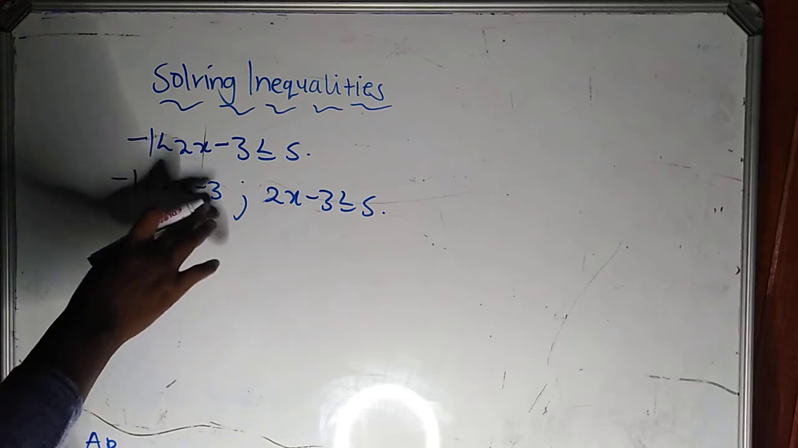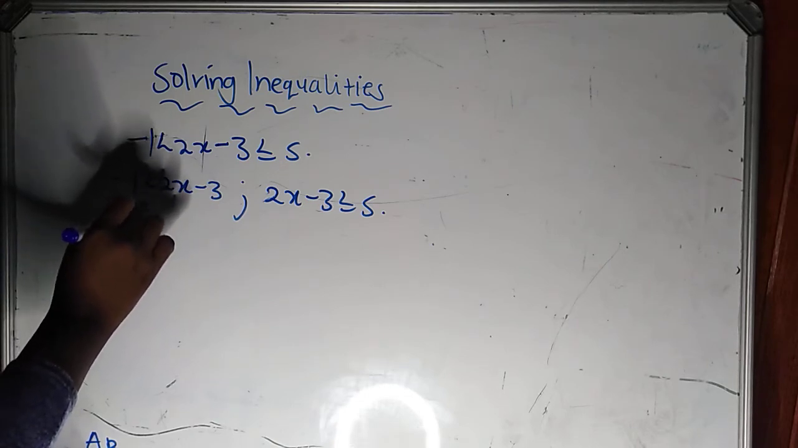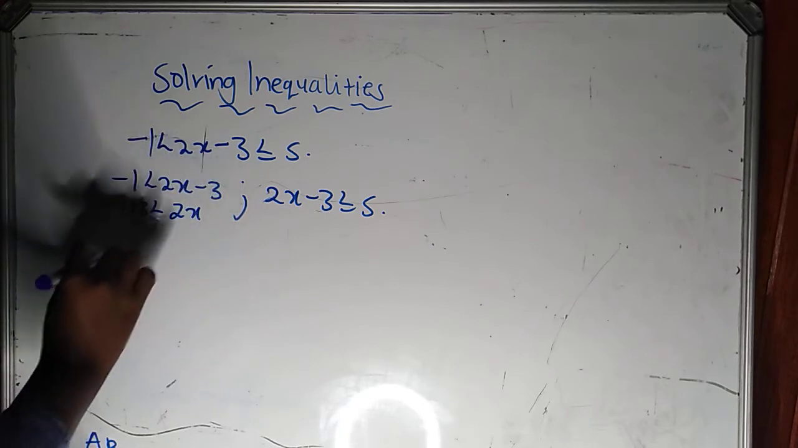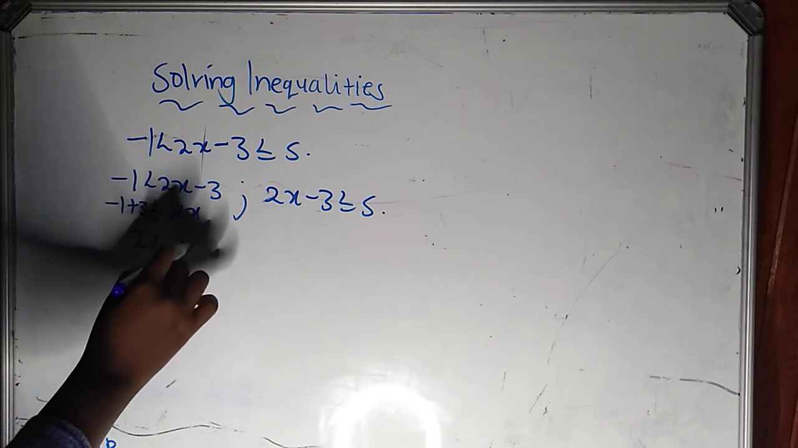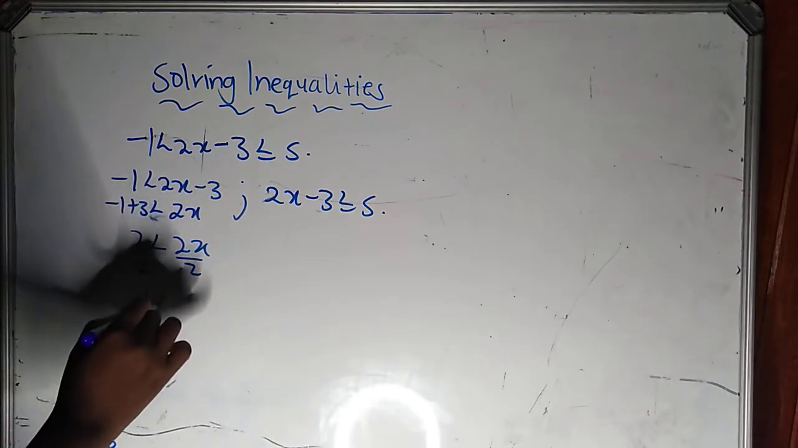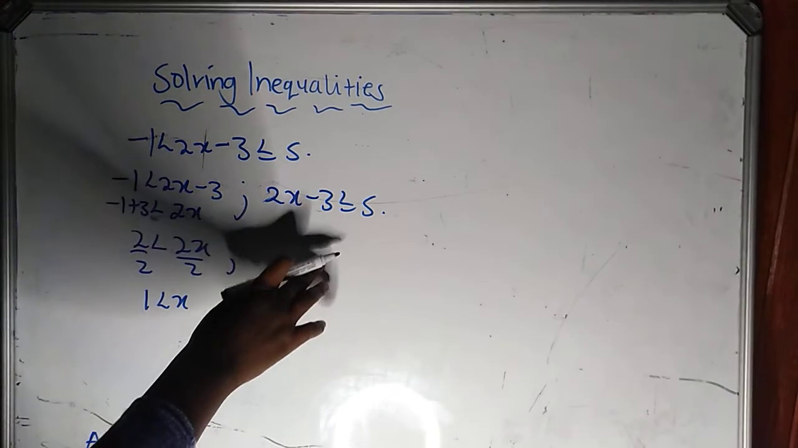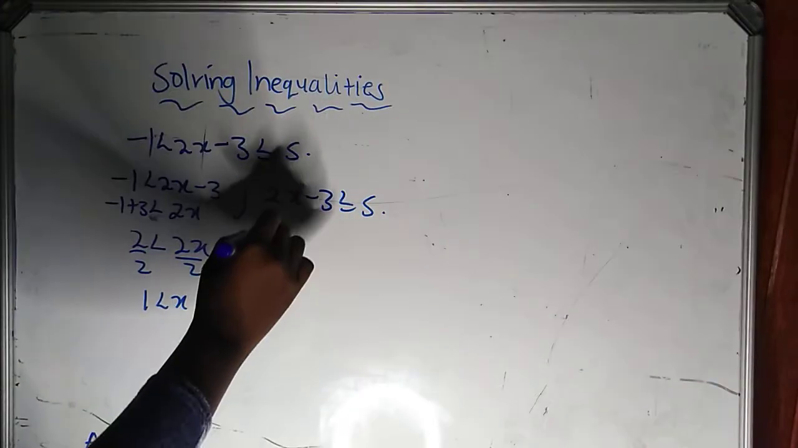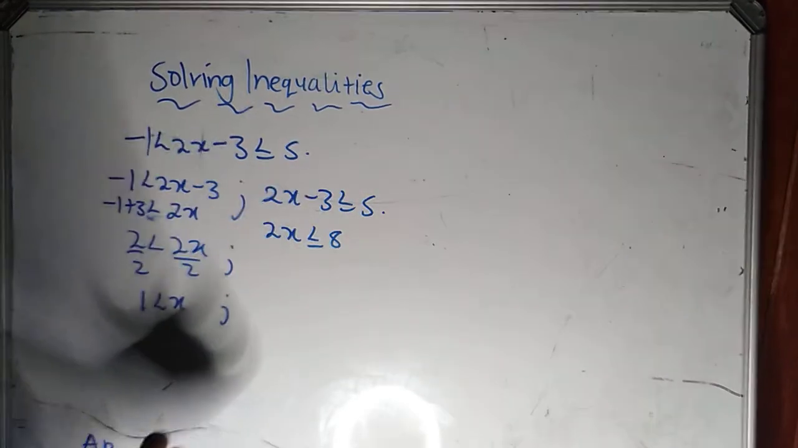So with that being said, I'll just bring minus 3 this side. It's going to be positive 3 less than 2x. So it's just going to be minus 3 plus 1 is a 2. 2 less than 2x. I divide by 2 both sides. 1 is less than x, right? I maintain this. This side, I'm just going to take my negative 3 to the other side. I'm remaining with 2x less than or equal to 8, right?